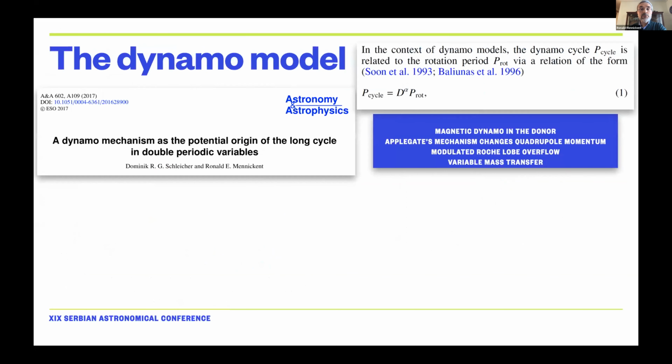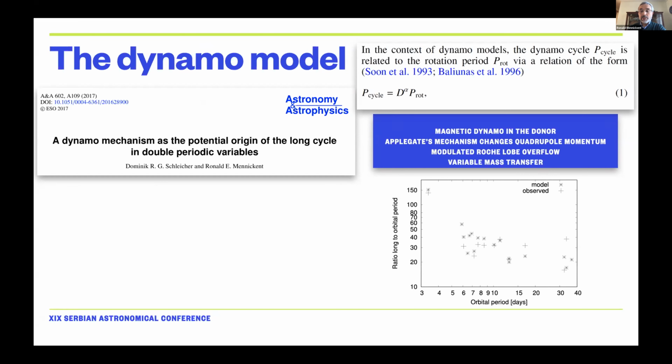One explanation for this long cycle comes from the theory of the magnetic dynamo model. In this model, that we worked on with my colleague Dr. Dominik Schleicher a few years ago, the rapid rotation of the donor, normally an A-type or F-type giant, produces a magnetic dynamo with a length that is proportional to the orbital period. We need to remember that the donor is synchronized in rotation with the binary orbital period.